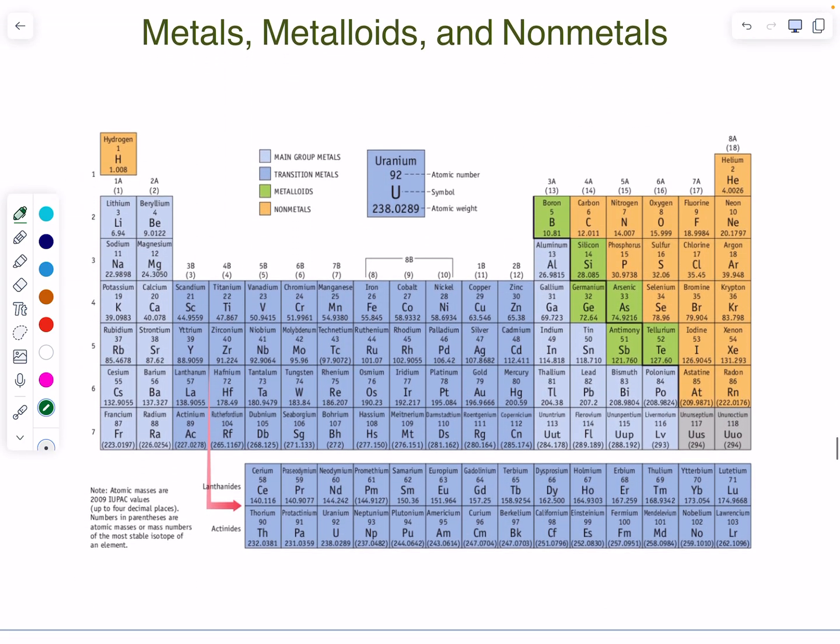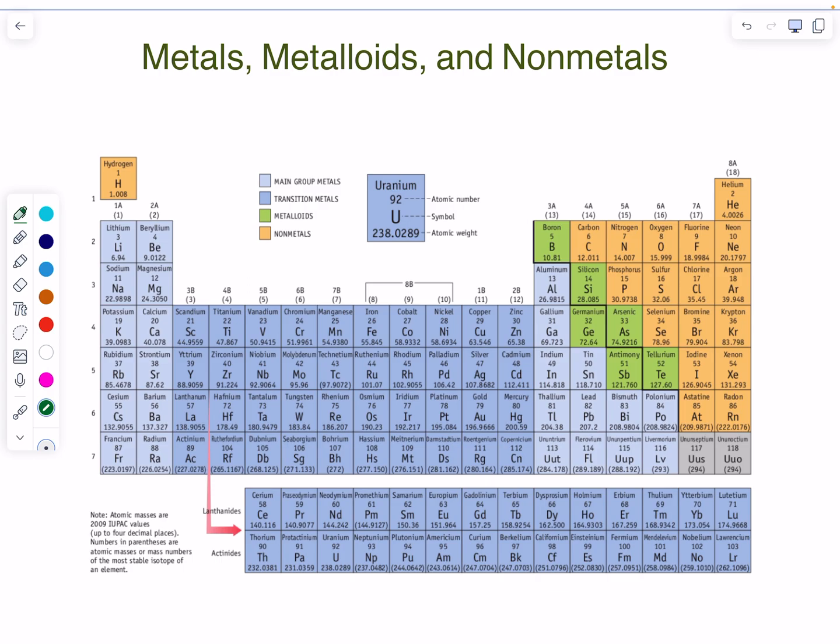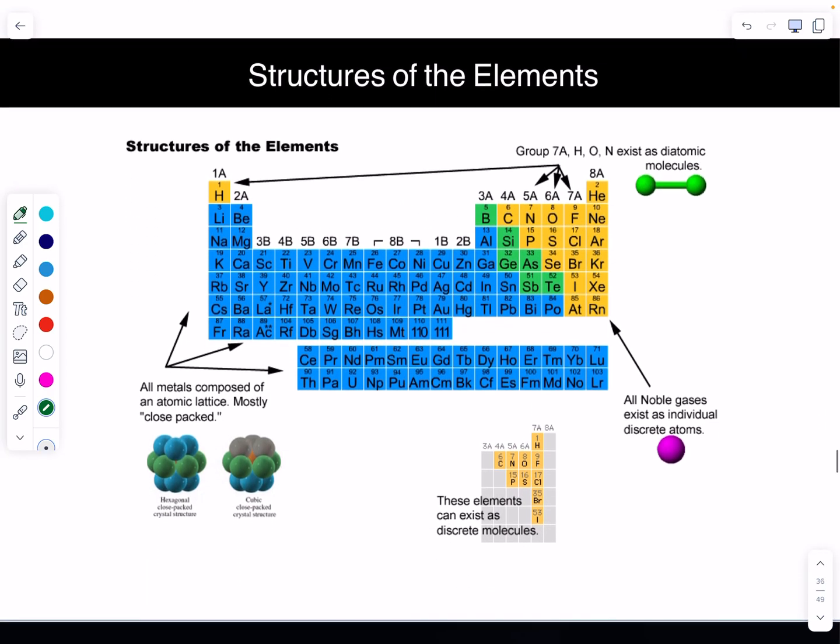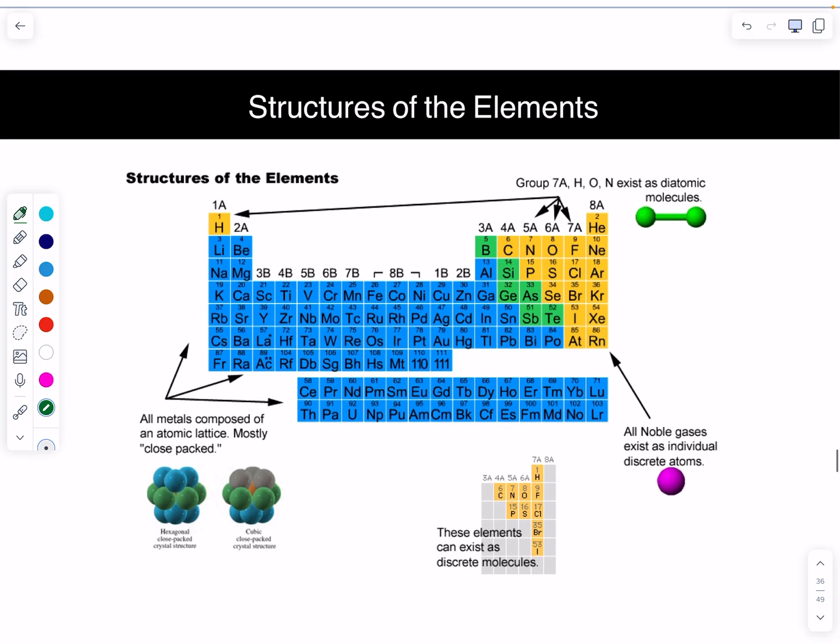All right. All right, and I just talked about those, so let's move on to structurally what elements would look like, okay?